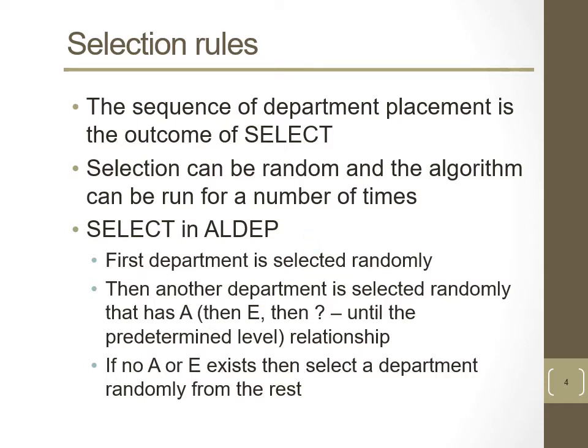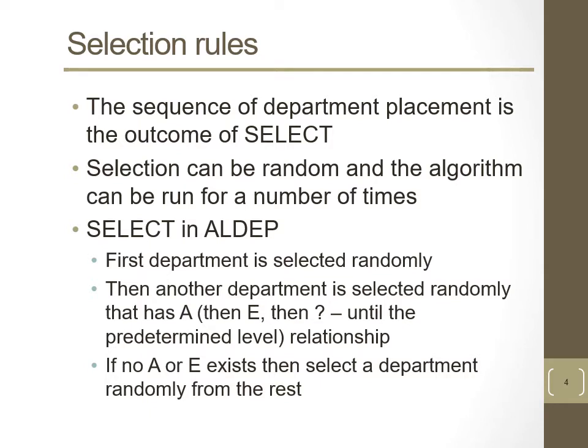If it has a relationship of A with the previously selected department, or let me say in this way, you specify a threshold value. It can be A, absolutely necessary, or E, especially important, and so on. So there is such a threshold value, and then you find all the departments that have a relationship better than this threshold value. Then what do we do?